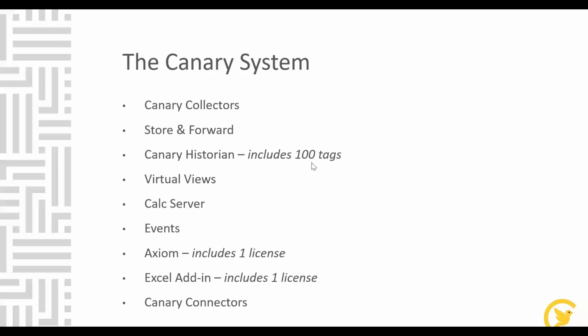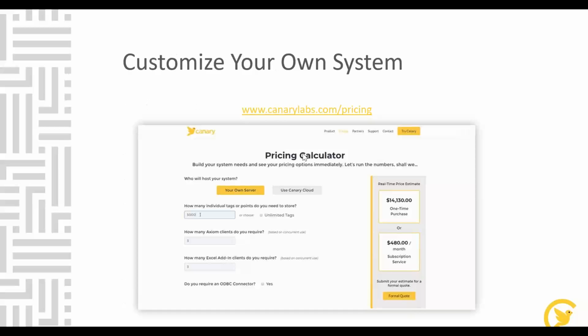However, if you require more tags, like 200 tags or 1,000 tags or 60,000 tags, that will be some other configuration that you need to add. Axiom and Excel add-in actually run as a concurrent license. So you may have 5 to 10 people in your organization, but if you just need one person to access the service at one time, you just need one license. So it's not named. It's a very fair way to calculate by usage.